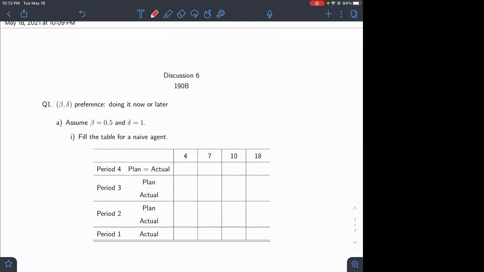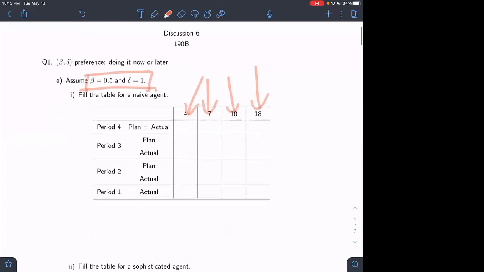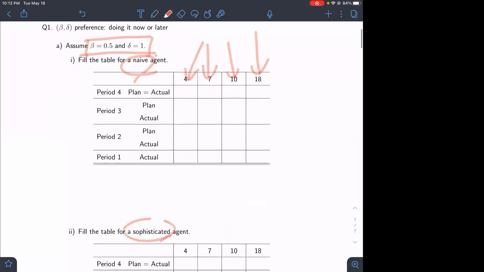So assume beta equals 0.5 and delta equals 1. And then we have this stream of payoffs 4, 7, 10, 18. And then we're gonna see how a naive agent and a sophisticated agent would act differently. So this is the big picture. So let me move on.